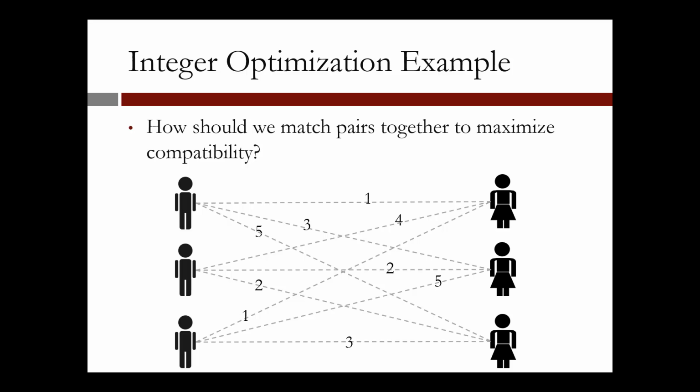So how should we match pairs together to maximize compatibility? The red line indicates a match. In this case, man 1 is matched to the third woman with a compatibility score of 5, the second man to the first woman with a compatibility score of 4, and the third man to the second woman with a compatibility score of 5, and a total compatibility score of 14.